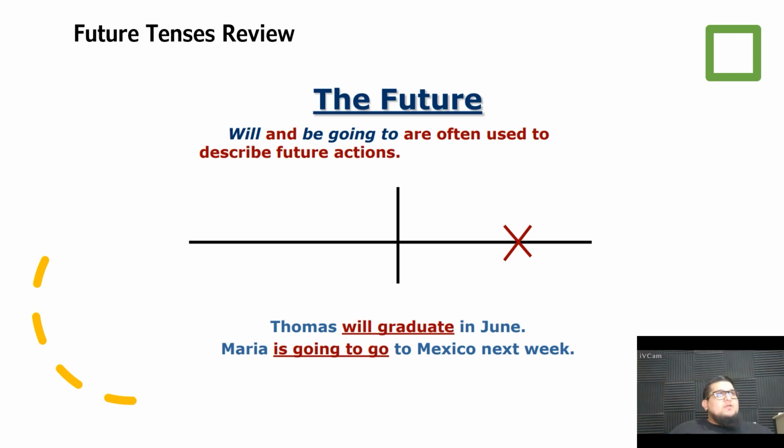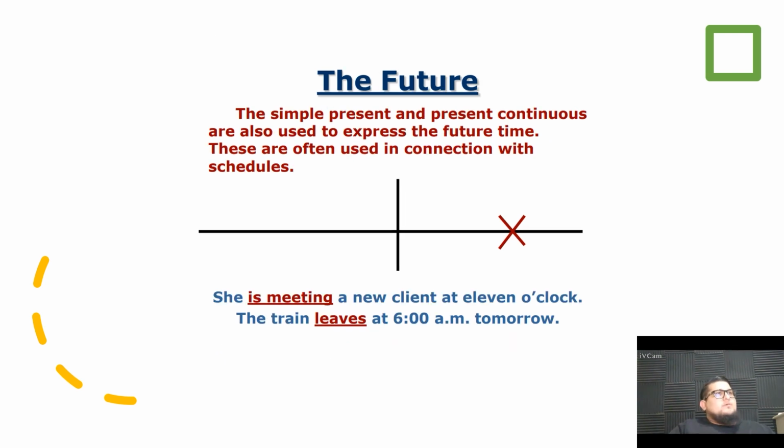The future. Will and be going to are often used to describe future actions. For example, Thomas will graduate in June. Maria is going to go to Mexico this week. The simple present and present continuous are also used to express future time. These are often used in connection with schedules. For example, she's meeting a new client at 11 o'clock. The train leaves at 6 a.m. tomorrow.